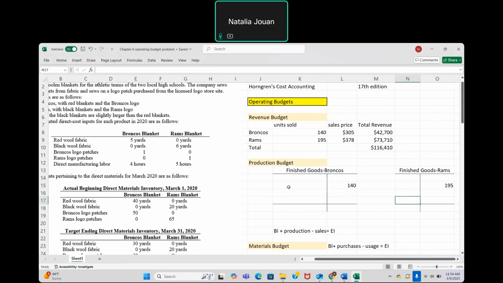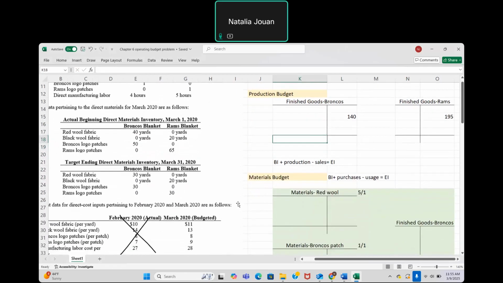Our key is to figure out how many we need to produce. We can't figure this out unless we have the beginning and the ending, because we have the basic equation here that tells us if we take the beginning, we add the production, this will be what we have available to sell. And then we sell some, that means the remaining balance is an ending. So you need the four variables to solve for any of these four. In this case, our X is production. We're going to solve for production. So beginning plus X equals 140 plus ending.